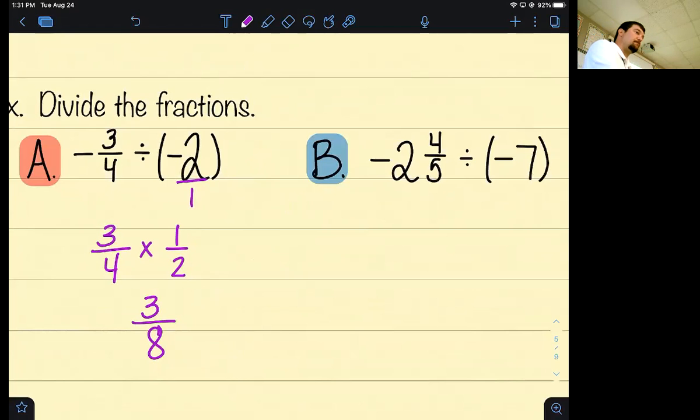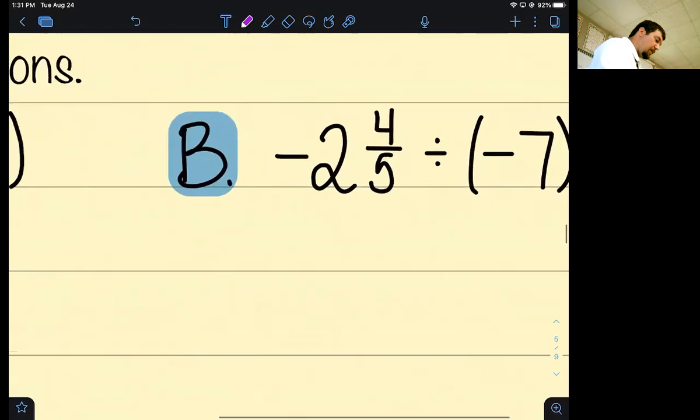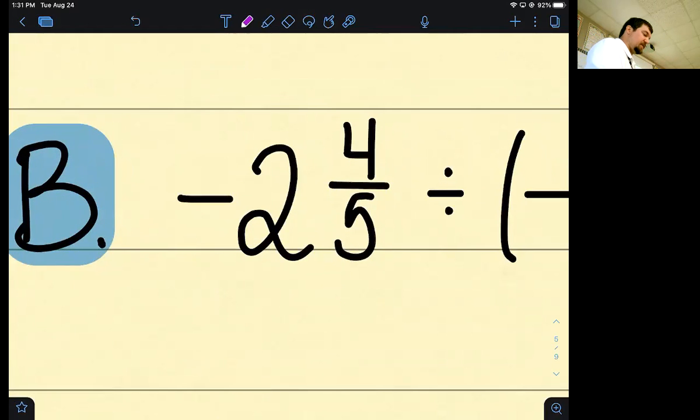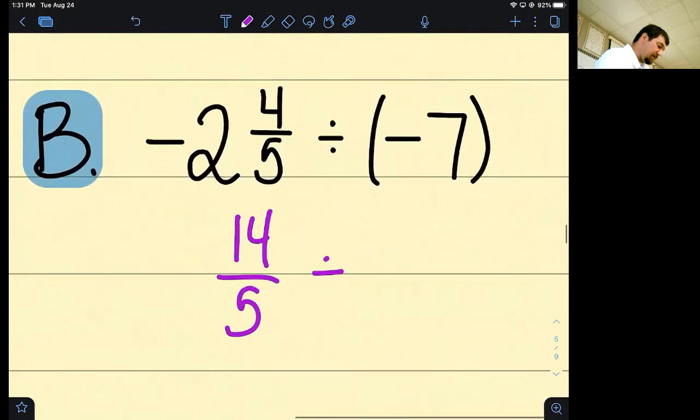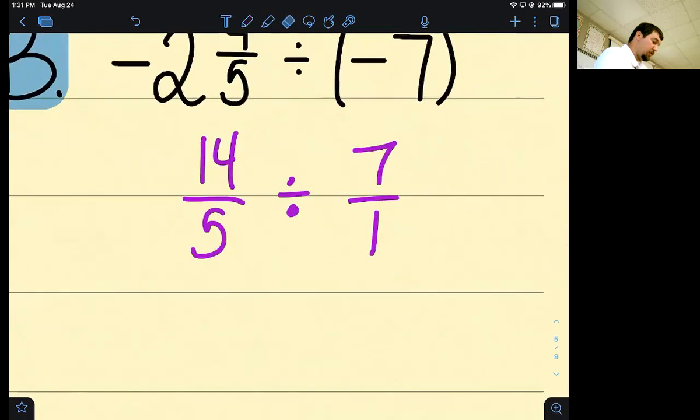What's 2 negatives make? Positive again. Okay. Jace, can you tell me what 2 4/5 is as an improper fraction? 14/5. Got it. Okay. And then this is going to be divide by 7/1. Or you could actually, if you want to, go ahead. You know you're going to have to keep, change, and flip it. What's 7/1 flip to, Connor? 1/7.